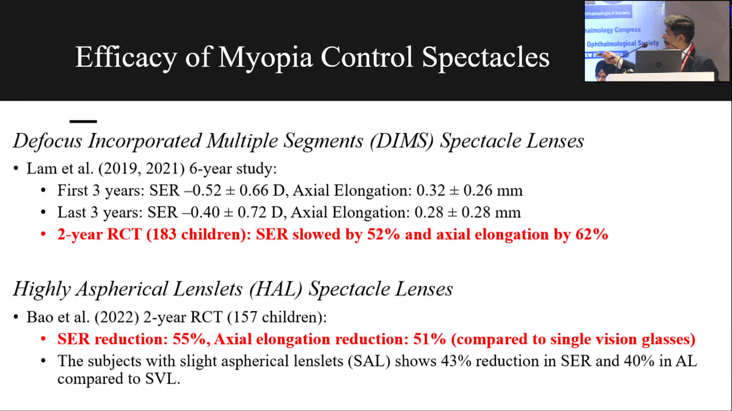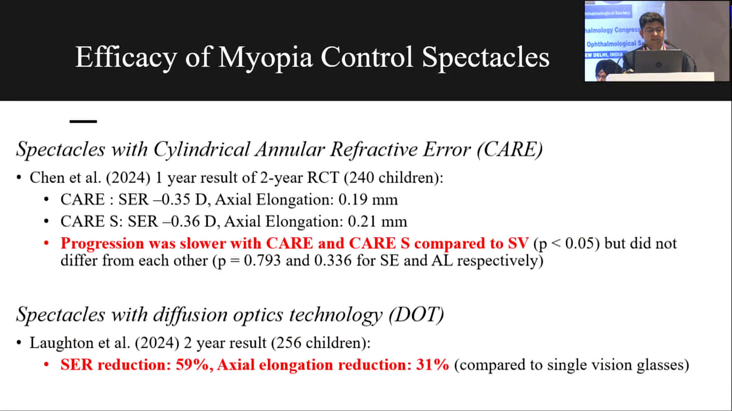So these are for the DIMS, this is for the Stellest or the Hoya lenses. Again, approximately 55% reduction in the spherical equivalent progression. Less data is available for the CARE lenses. However, they are also doing nearly as well, although again there are no head-to-head randomized trials between the three, so it's difficult to do an absolute comparison, but give or take they have an equal effect.